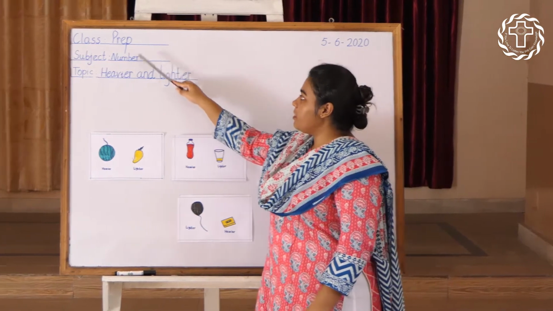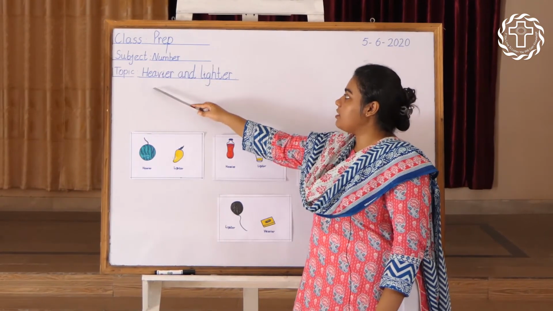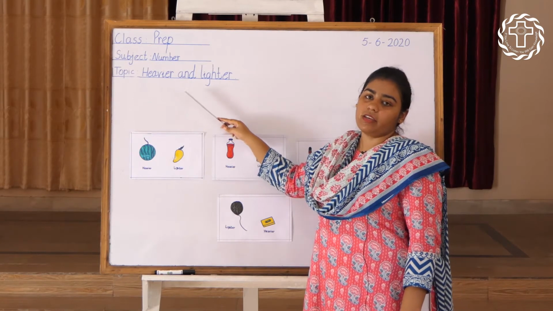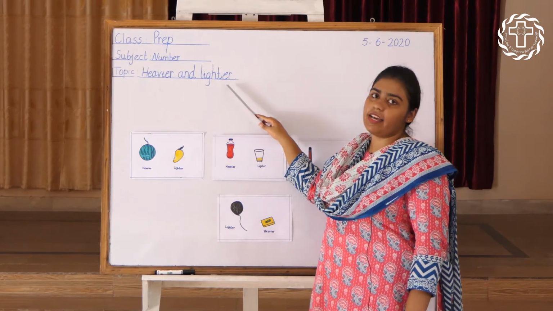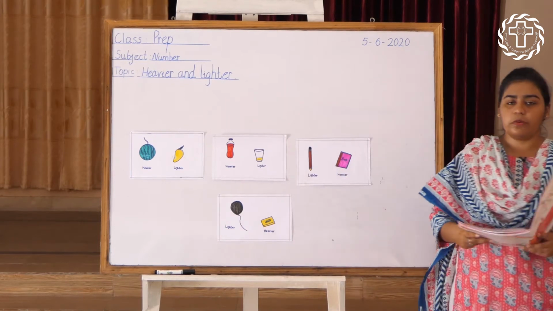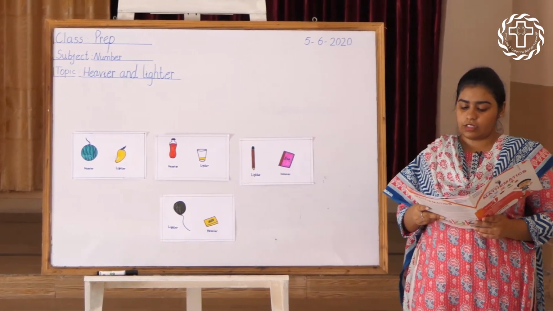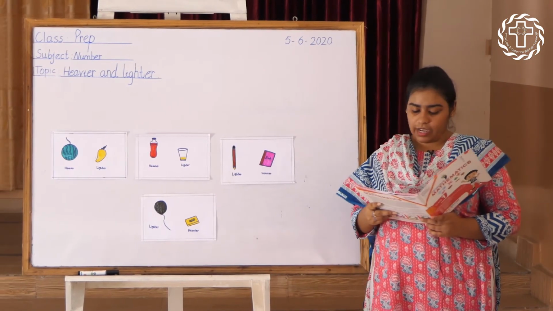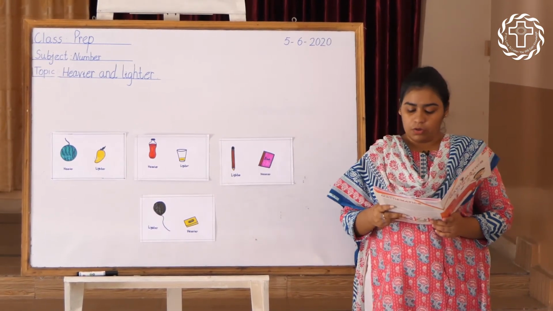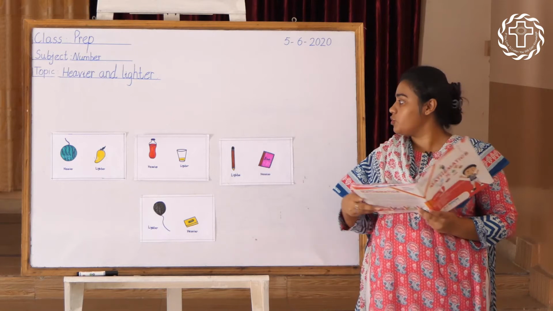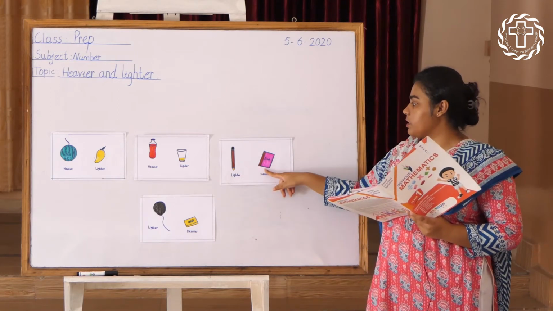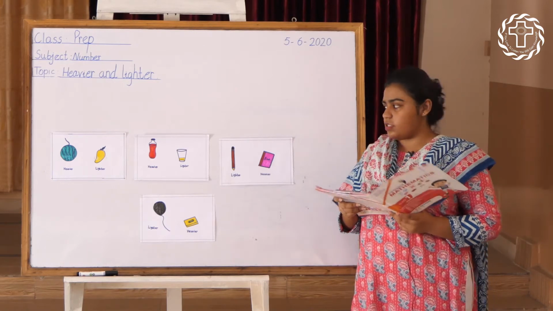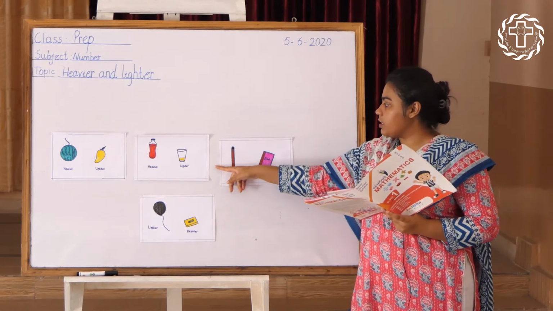Class prep, subject numbers, and the topic is heavier and lighter. Today our topic is heavier and lighter. Today we are going to learn about the comparison between heavier and lighter. Now we will compare two objects on the basis of their weight.